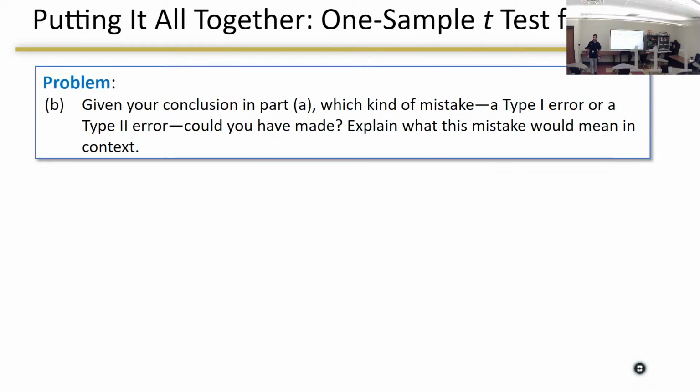Given your conclusion, what type of error could we have made? Did we reject or fail to reject? We failed to reject. So we could have made a type 2 error. That means we did not have enough evidence for Ha, and we should have. That means what? The aquatic life is at risk, and we came up with the conclusion that it was not.